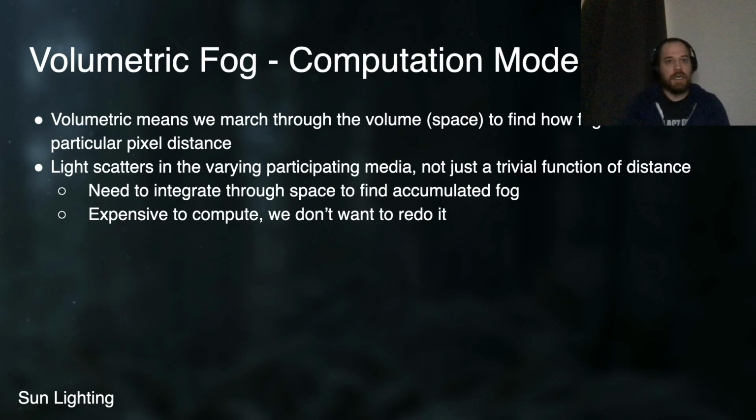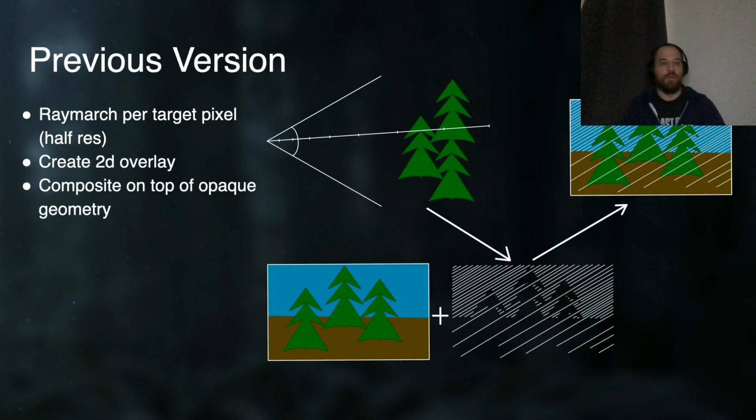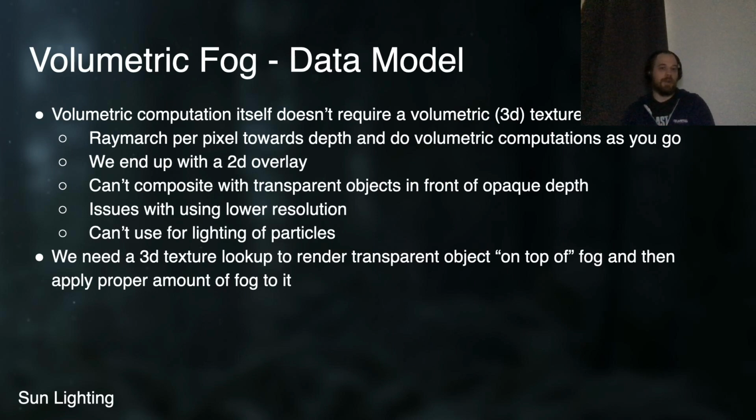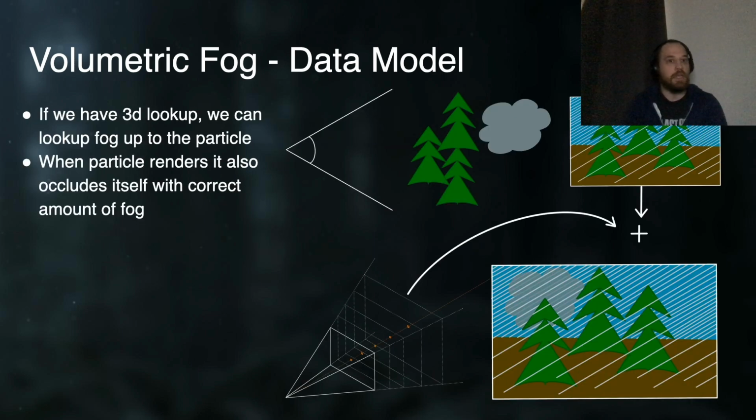So before we just had the idea of, we would march through the world, but we would combine everything into a 2D overlay. And of course, that didn't blend very well with alpha objects. You can only render before or after particles. It was basically just another sprite. So that didn't work very well. Of course, also results could not be used for other particles, for lighting anything else.